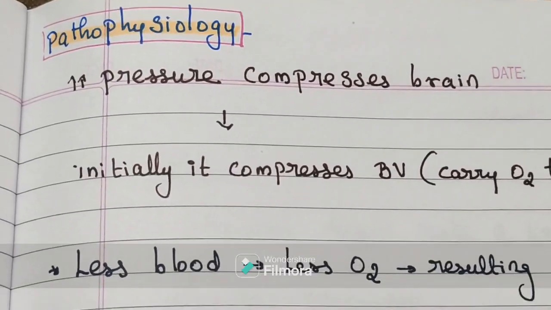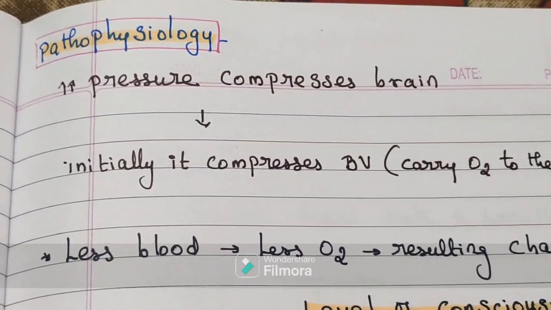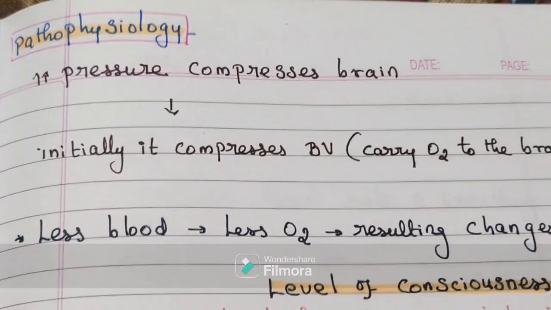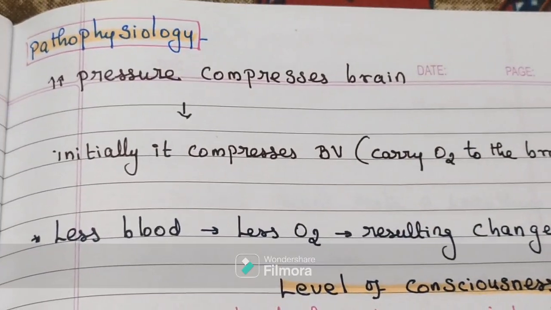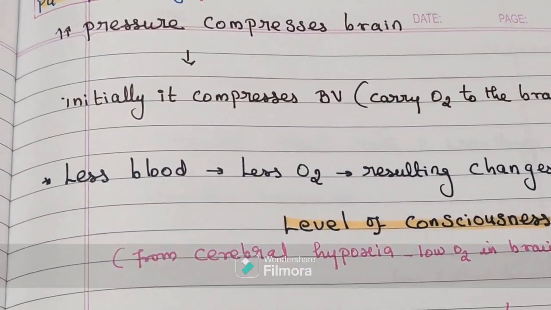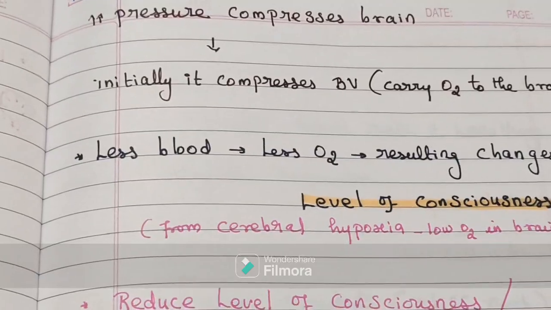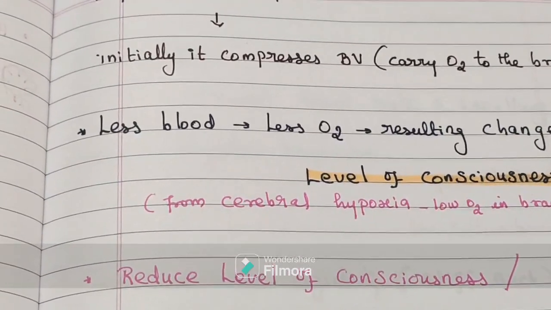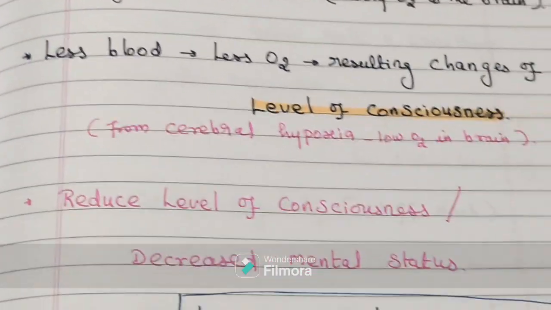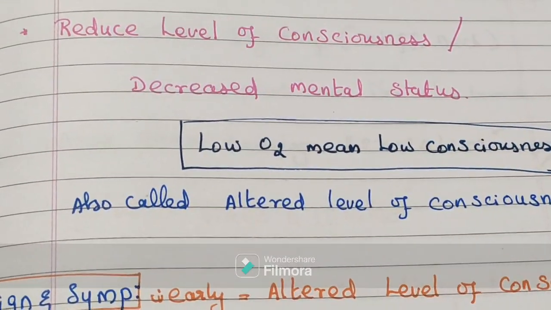Now coming to pathophysiology, just think this increased pressure compresses the brain. Initially it compresses the blood vessels that carry oxygen to the brain. So less blood means less oxygen, resulting in a change of level of consciousness. Cerebral hypoxia, that is low oxygen to the brain, causes reduced level of consciousness or decreased mental status, which is the earliest sign of increased intracranial pressure. So low oxygen means low consciousness or mental status changes, also known as altered level of consciousness.